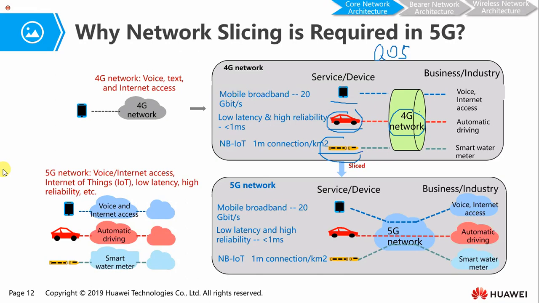But for 5G, we also have three types: eMBB, URLLC, and mMTC scenarios. And this is the one physical network. We can cut the resource into different pieces. Each piece is one slice: slice 1, slice 2, and slice 3. One slice is mobile broadband, one is IoT, another is URLLC.